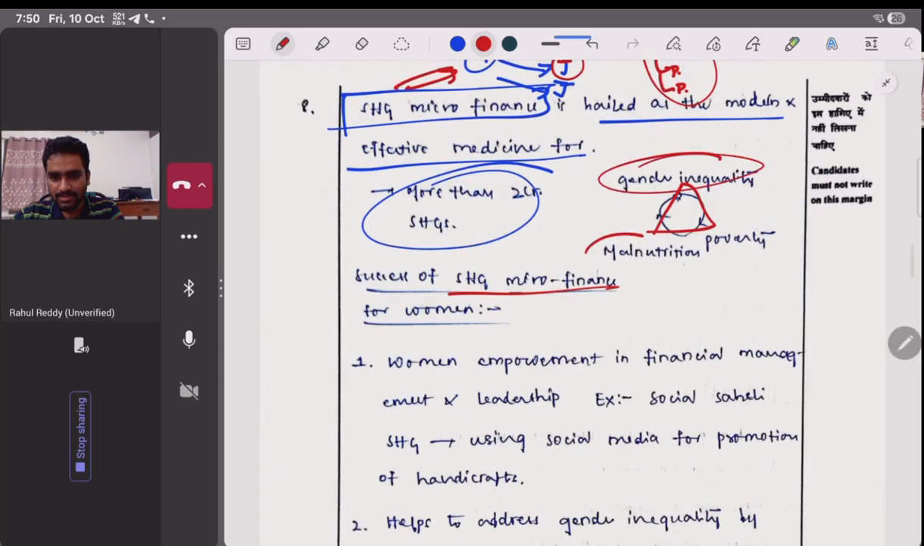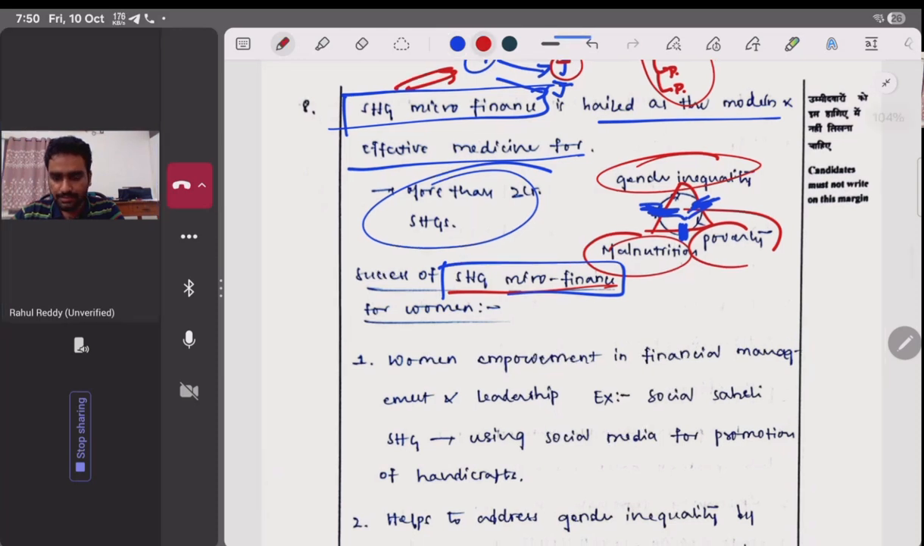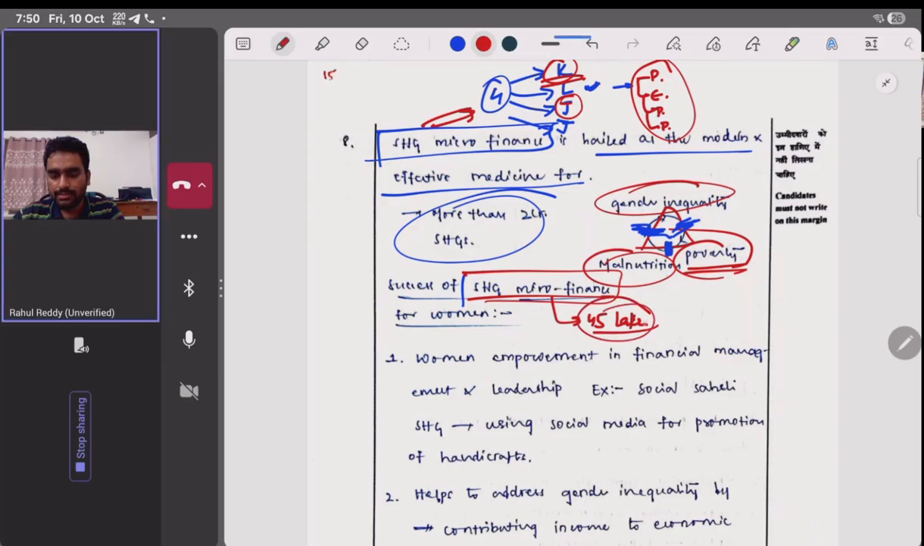Means these all three things are interrelated, and how the self-help group microfinancing is breaking the chain. Right? So we have to mention that chain. These words have to be repeated in your answer again and again. How the microfinancing, how the Kudumbashree has transformed the life of 45 lakh women. Again, I am writing the same point.